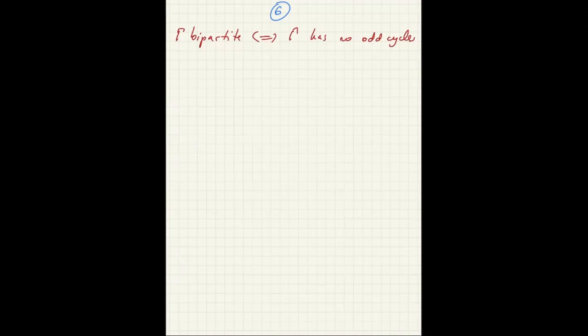And the other way around, if gamma has no odd cycles, then, so if you think about this implication, then gamma, let me draw a picture. Maybe gamma has different components.